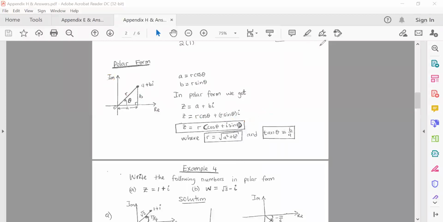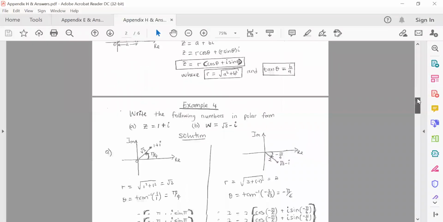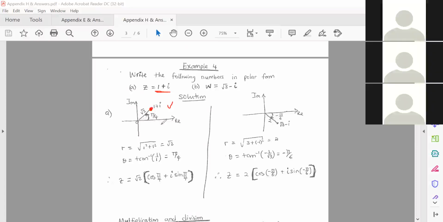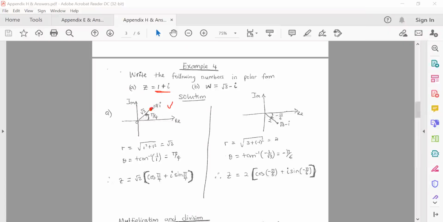Let's look at example 4. They ask us to write the following numbers in polar form. These are the steps that you must use if you want your answer to be correct. First thing is, because the real and imaginary parts are positive, you know it lies in the first quadrant. So look at what I've done. I simply plot a little Argand diagram there. We call this an Argand diagram. And I show that 1 plus i actually lies in the first quadrant.